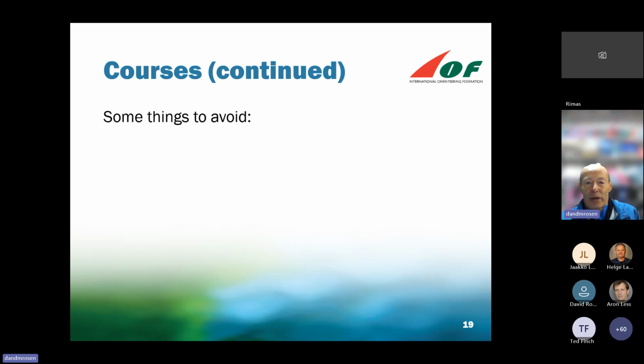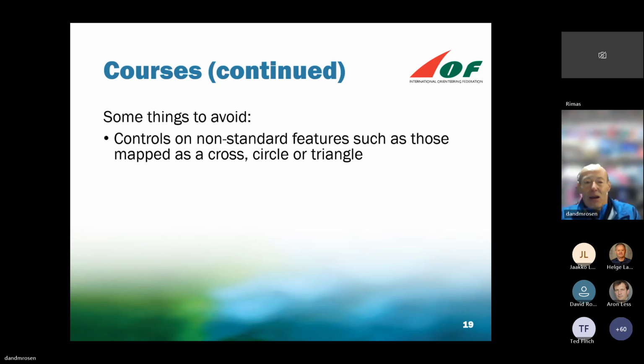So some things to avoid. Controls on non-standard features, such as those mapped as a cross, circle, or triangle. I don't say you should never use them, but if you do, then you need to say in the final bulletin, as well as on the map, what you're using a cross or a circle or a triangle for in that particular event, because the competitor needs to know what feature they're looking for.